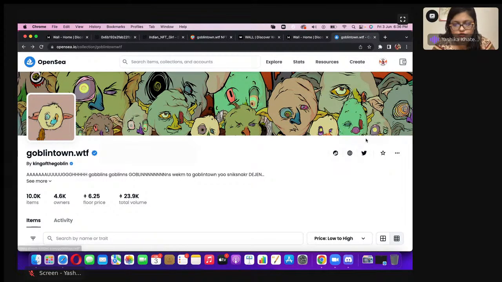Twitter, that there also the ownership is verified. They have linked it properly. So you can see there is no Discord here because they did not come up with a Discord.